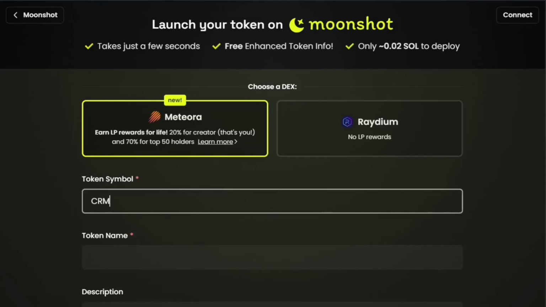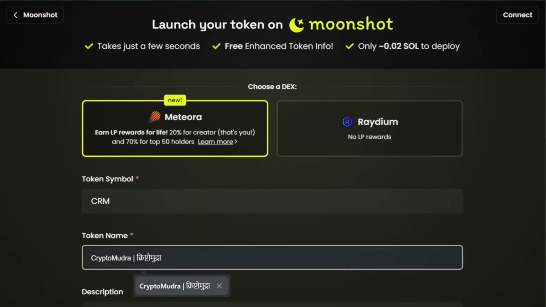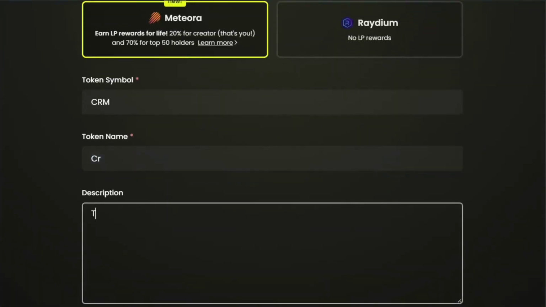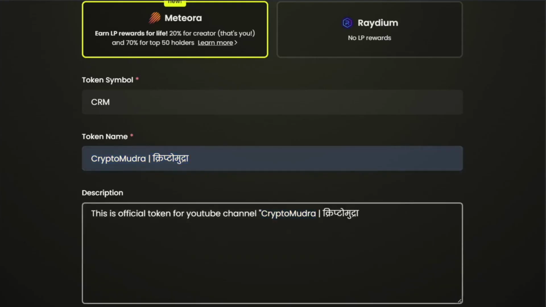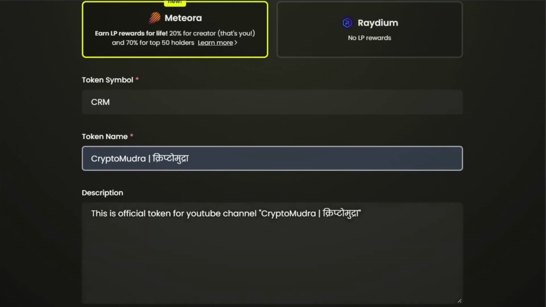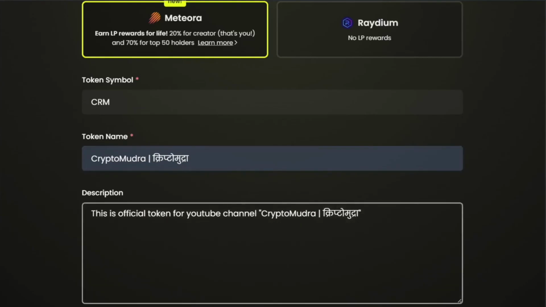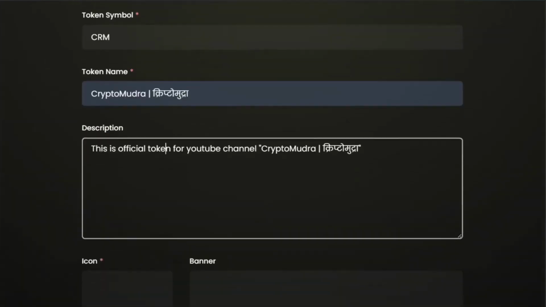Now, in this context, I am choosing CRM because I had previously created the old coin on my channel. That was also a CRM symbol. So we will retain CRM for this purpose too. We will keep this one as the name. Alright. Now, we will place this right in here. Okay. Officially, this serves as an official token for the YouTube channel named CryptoMudra.